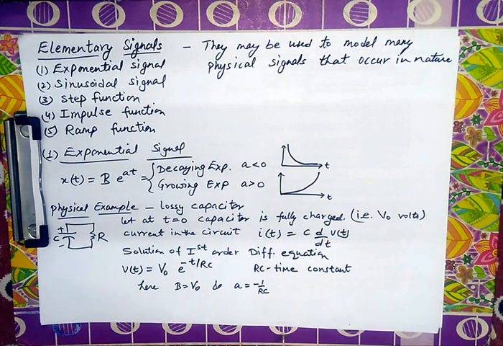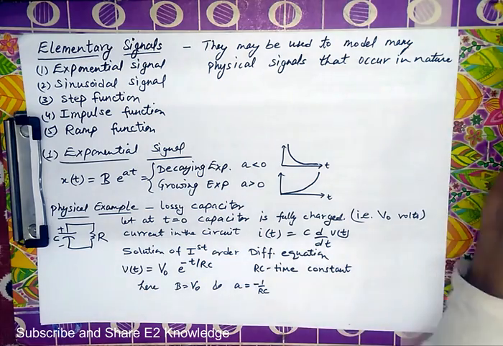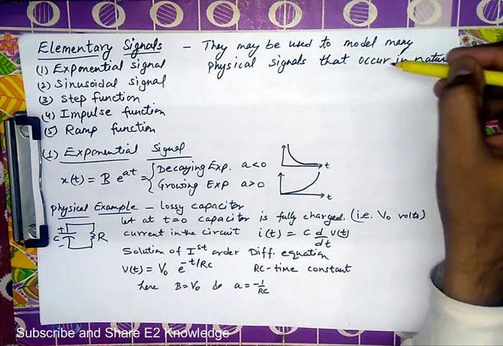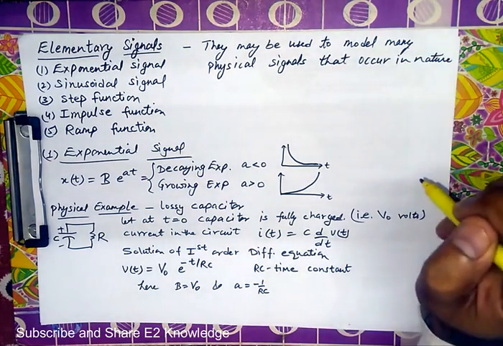Welcome students. Today we will discuss elementary signals. These are of five types: exponential, sinusoidal, step function, impulse function, and ramp function, all of which serve as basic building blocks for the construction of more complex signals. They may be used to model many physical signals that occur in nature as well.